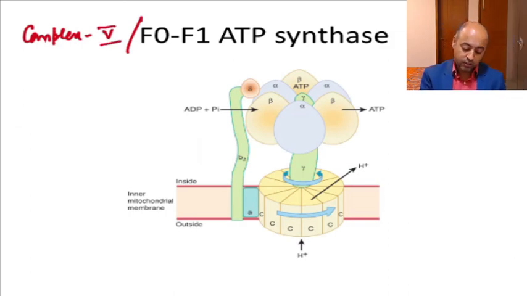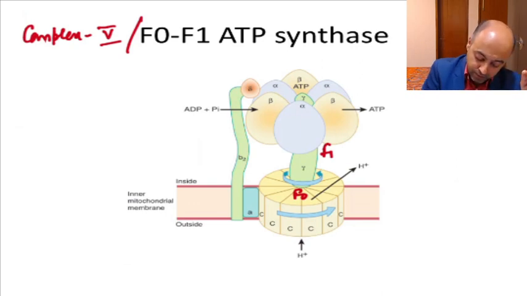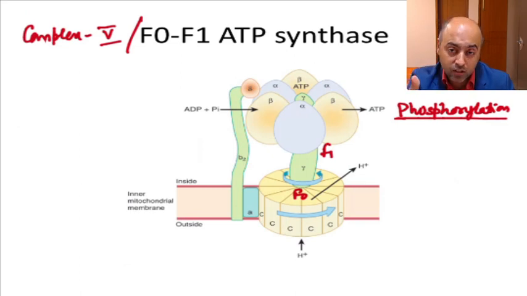So you can see the F0 subunit and the F1 subunit. Protons will pass through the F0 subunit and cause the rotation. This rotation is transferred to the F1 subunit, which will bring the ADP and phosphate together to form ATP. So this is where the phosphorylation is taking place. In complex 1, 2, 3 and 4 it was the oxidation. Electrons are being used up, so that is the oxidation. So we have the oxidative phosphorylation.